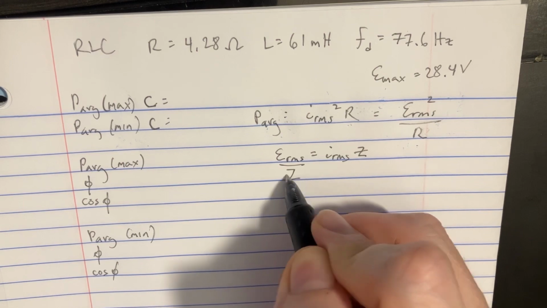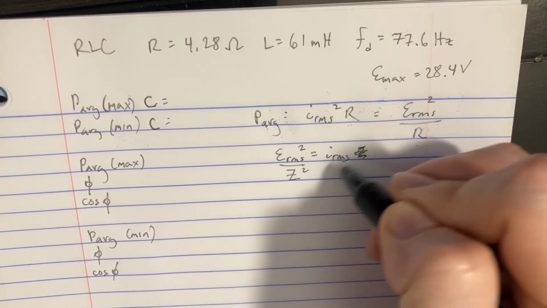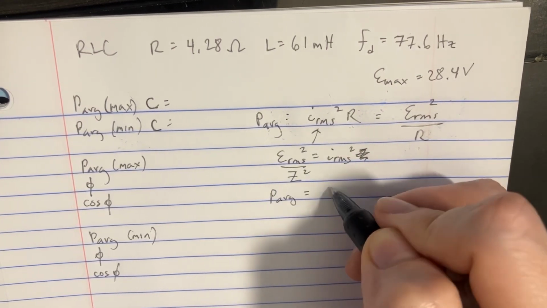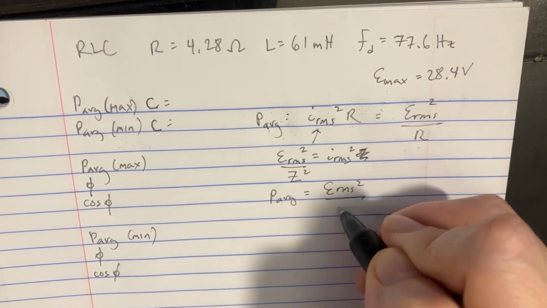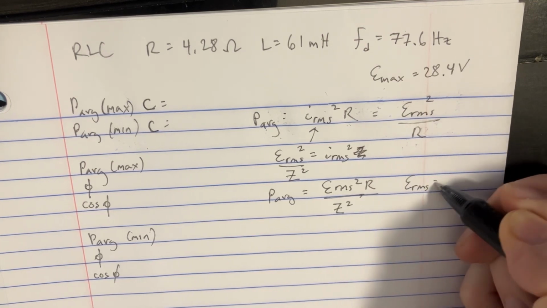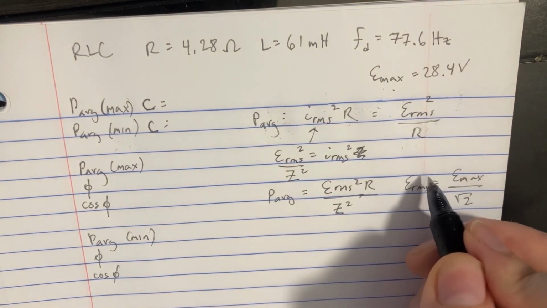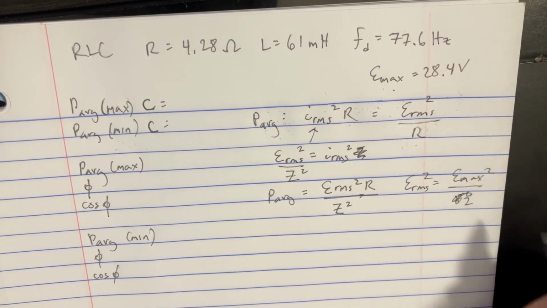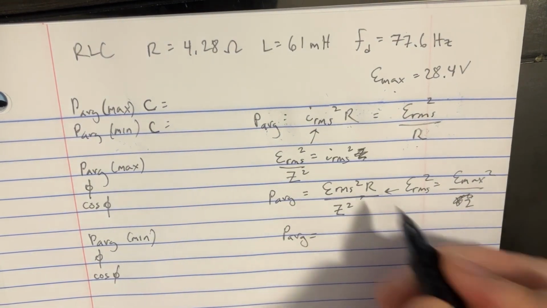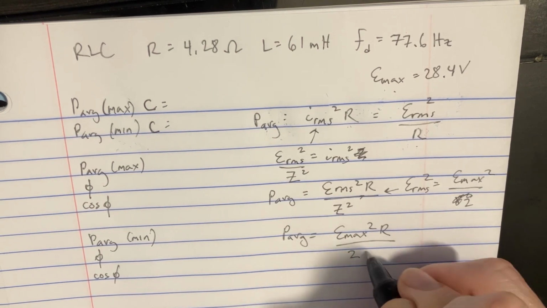So let's move the Z to this side, and now we'll be able to square this stuff, and we'll add that into this equation here. So we'll get the P average is equal to ERMS squared over Z squared, and there's an R. But the RMS value ERMS is equal to just the E maximum divided by the square root of 2. That's what we're given right here. So we can use this, squaring everything, getting rid of the square root on the bottom, and plugging that in there. So in the end, we'll get the P average equals the E max squared R over 2Z squared.